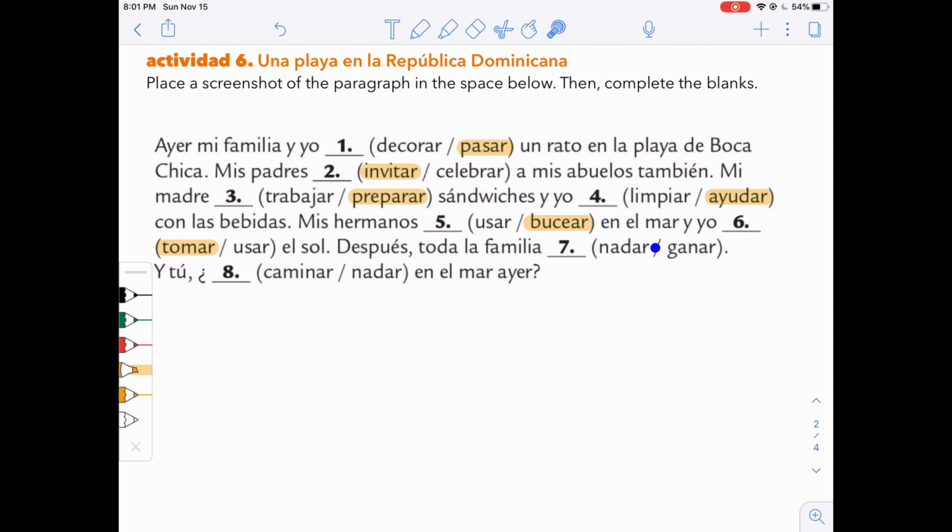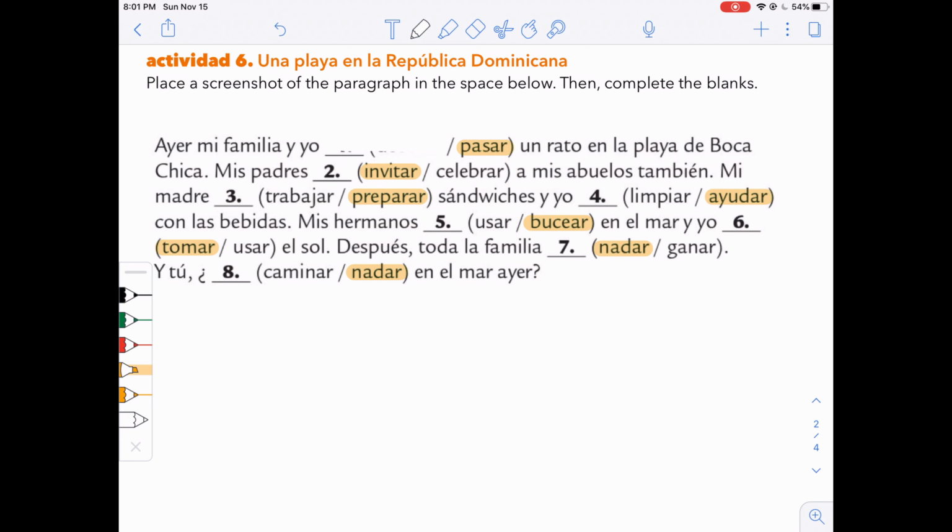Después toda la familia. Win or swim? Swim makes the most sense. We're talking about going to the beach here. So the whole family swam. Y tú, en el mar ayer, did you walk in the sea or did you swim in the sea? Did you swim in the sea? It makes a lot more sense. Okay, now let's go through and actually conjugate them.